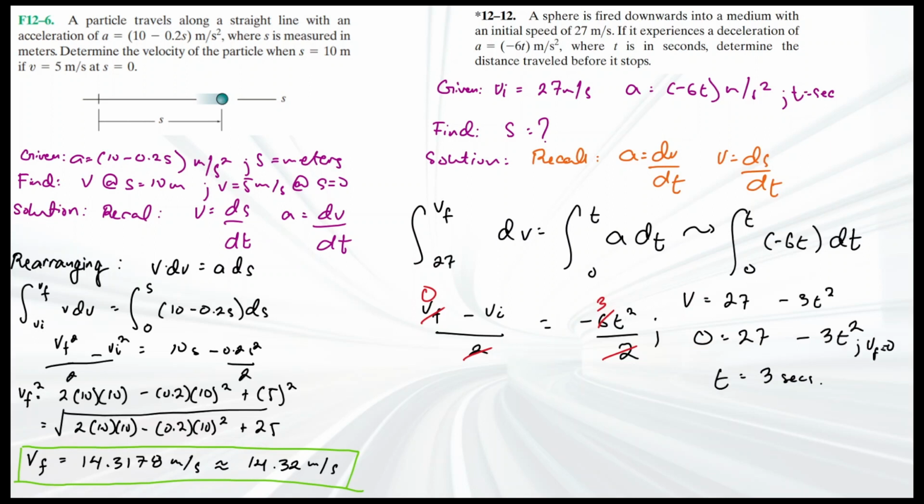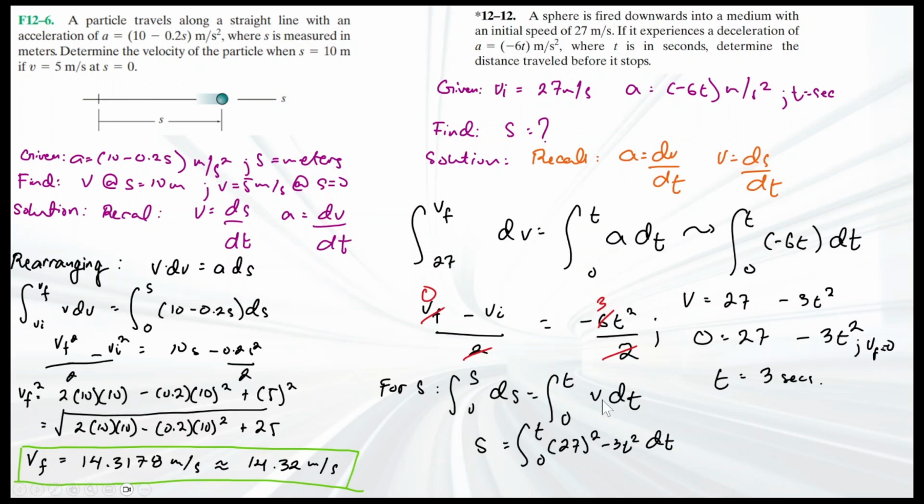Now that we know our time, we can get our total distance traveled. We're going to use v for s, and we simply have to integrate on both sides. So now that we know the total time, all we have to do is integrate v. We understand that v here is 27 minus 30t squared. So we just integrate that.